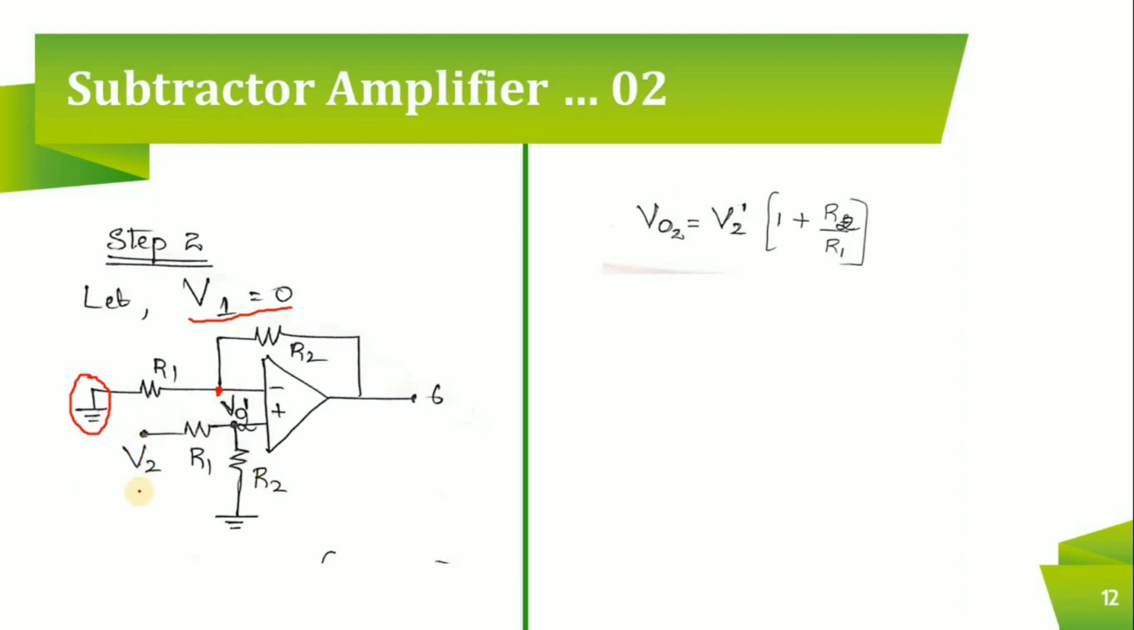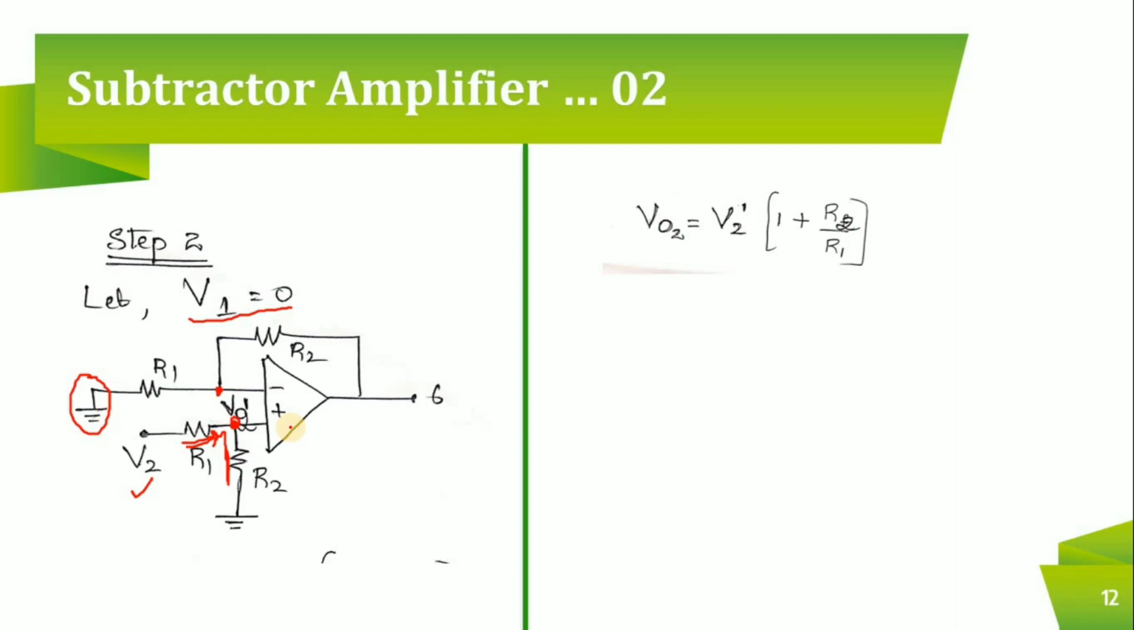V2, but you are giving V2 through resistance R1, and you also have resistance R2 here. So you have two resistances here. Therefore, the potential that you are applying here is at this point. So V2 dash is the applied voltage for your op-amp.